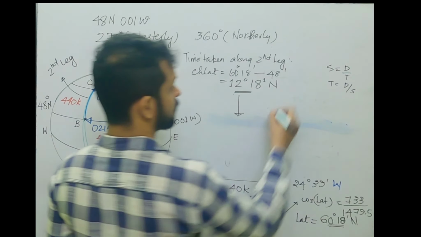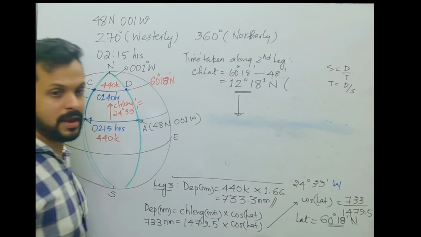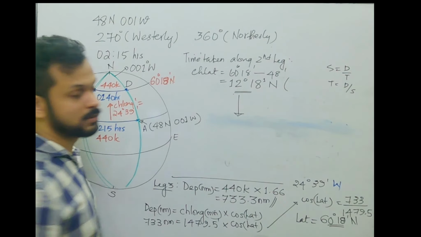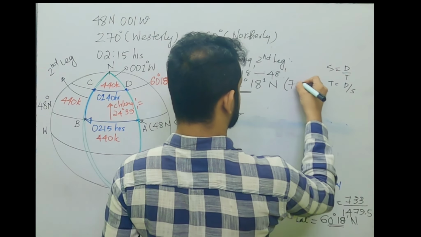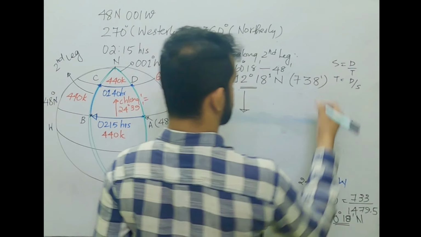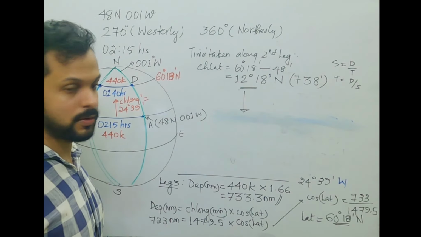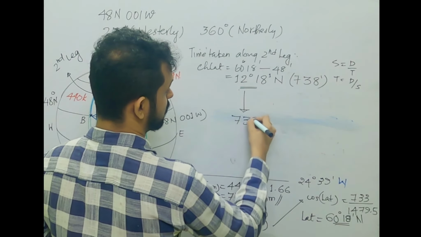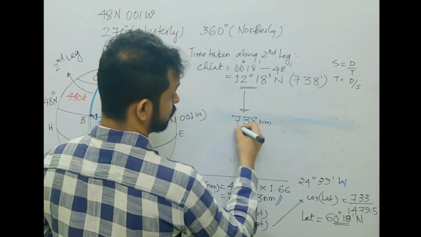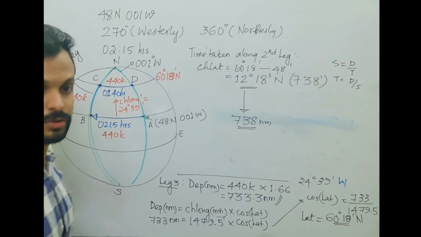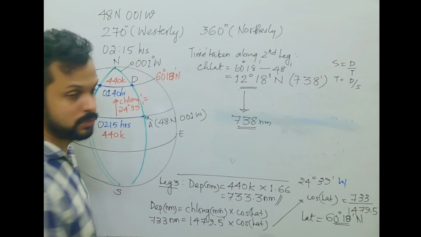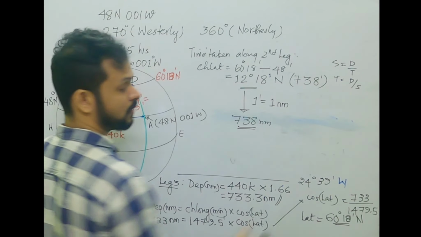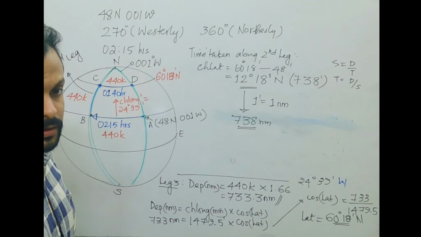So what is the minutes? 12 degrees 18 minutes is 720 plus 18. So 738. Correct? Right? Now, can I convert this 738 minutes to 738 nautical miles straight? Is it possible, by using the conversion 1 minute is equal to 1 nautical mile? Can I do that? Why? What's the reason for that?